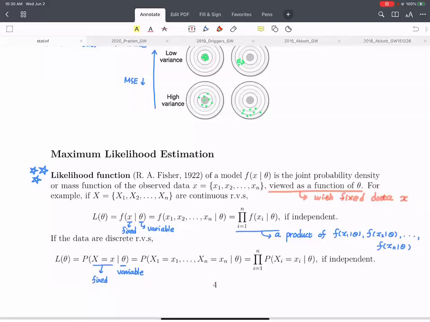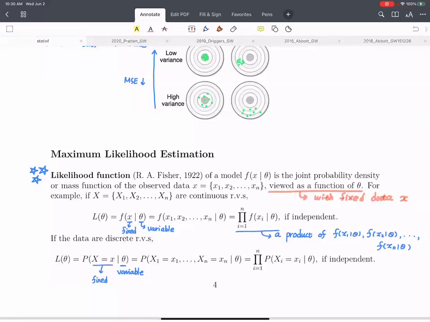Let me emphasize one more time. The main thing of this lecture is to learn and understand the likelihood function better and see how widely this likelihood function is used in many fields of statistical inference. So the likelihood function is a joint probability density function of the observed data, or joint probability mass function of the observed data. But we consider this probability density or mass function as a function of the parameter given the fixed data.